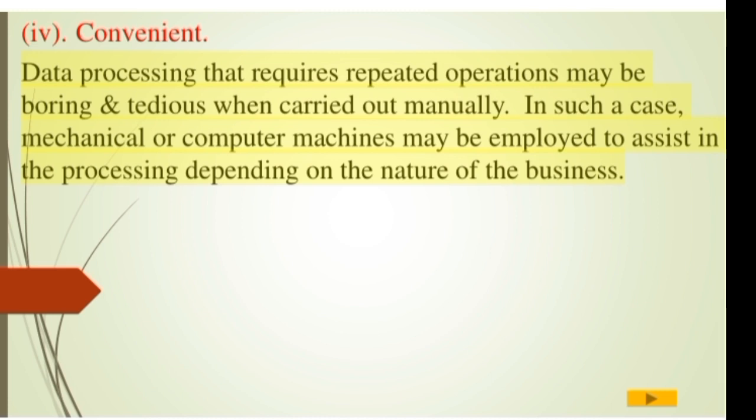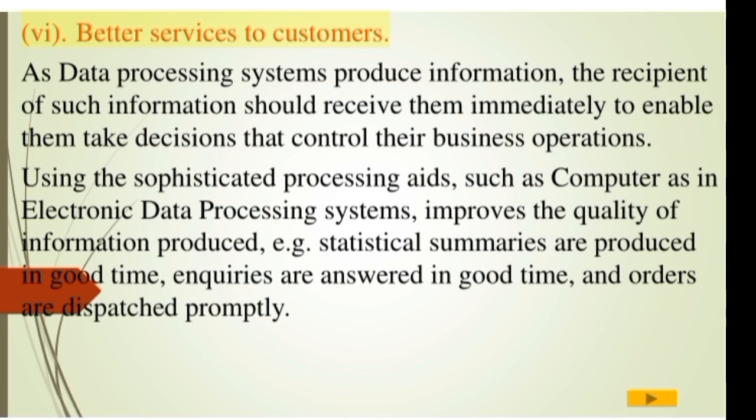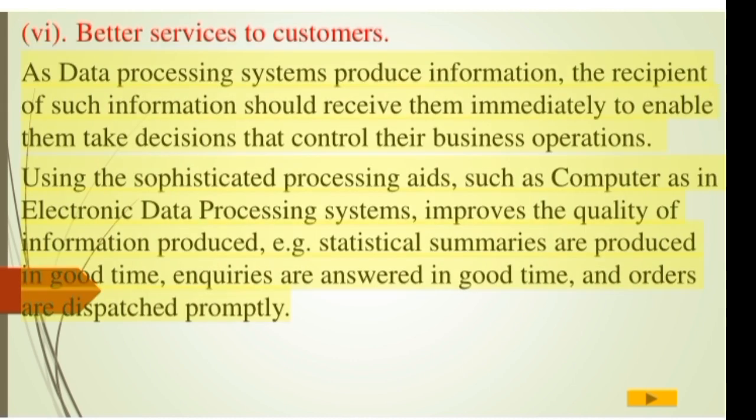In such a case, mechanical or computer machines may be employed to assist in the processing depending on the nature of the business. V. Better services to customers. As data processing systems produce information, the recipient of such information should receive them immediately to enable them take decisions that control their business operations. Using sophisticated processing aids, such as computers in electronic data processing systems, improves the quality of information produced, e.g. statistical summaries are produced in good time, inquiries are answered in good time, and orders are dispatched promptly.